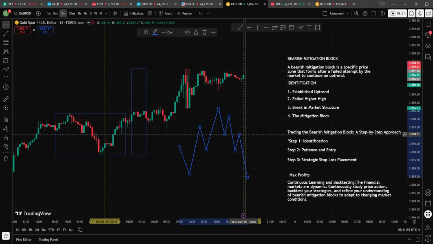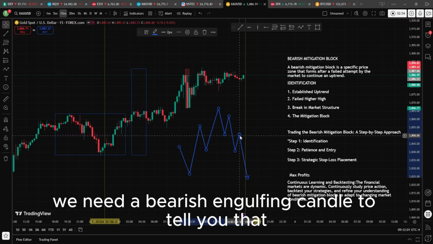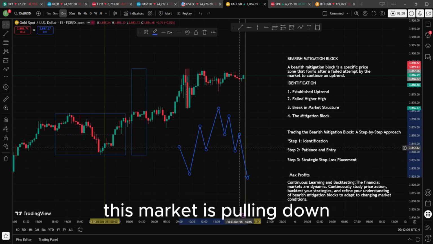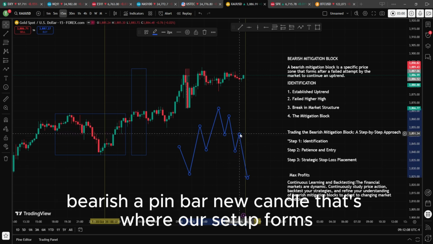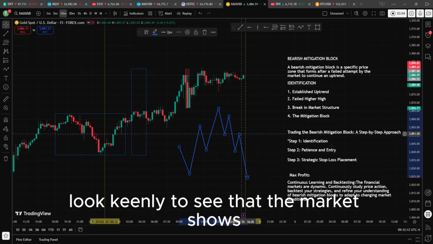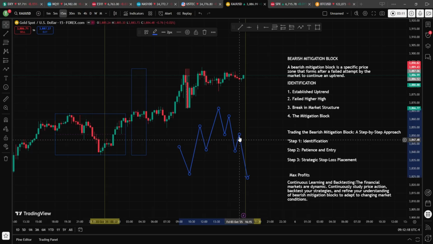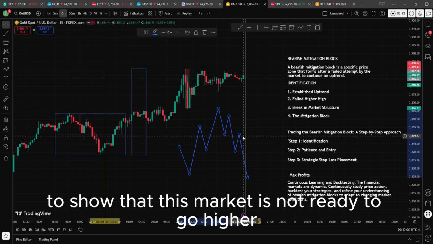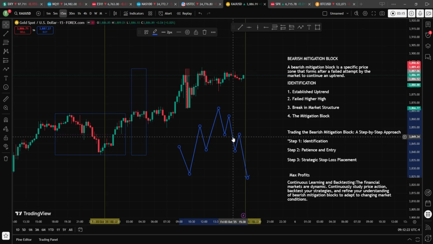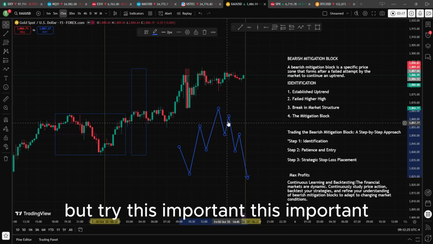And then showing some kind of bearish engulfing candle to tell you that this market is pulling down, or a bearish pin bar. Look keenly to see that the market shows an engulfing candle, or maybe a pin bar, to show that this market is not ready to go higher anymore. Now look for this impulse move.